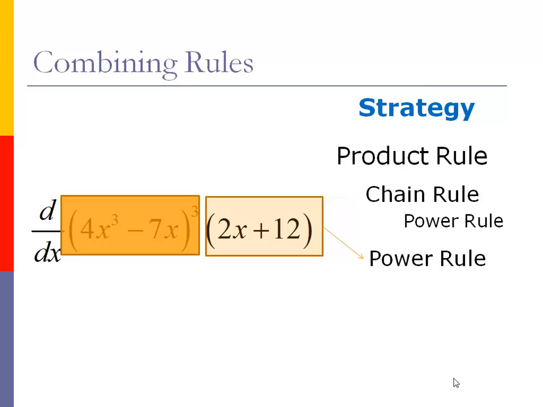Now for the second piece, no problem there. It looks like a nice straightforward power rule, just taking the derivative of 2x plus 12. It's going to be really nice, straightforward, and easy to do. Okay, so that's the basic overall strategy on these. I look at the expression and see what the overall thing is. I'm seeing two pieces multiplied together, so I'm thinking product rule. So now let's do it.